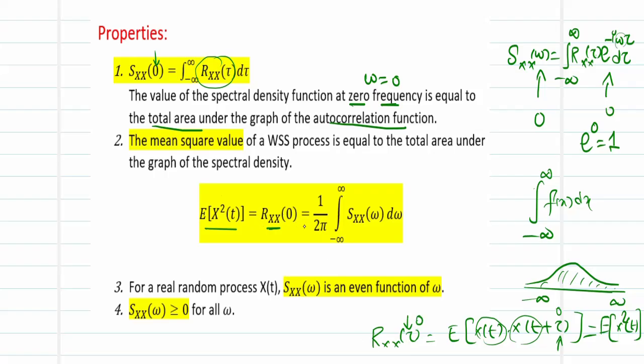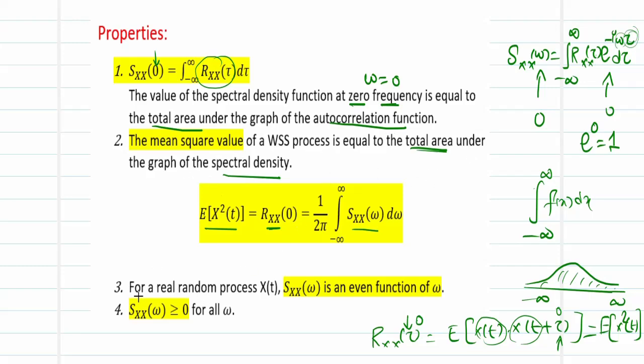What does this Rxx of 0 represent? In a similar way, in your inverse Fourier transform, 1 by 2 pi times the integral, when the exponential part e to the power of positive i omega tau has tau equal to 0, e to the power of 0 becomes 1, and I have Sxx of omega d omega. What does this represent? This represents the total area under the graph of spectral density. So the expected value of x square of t, which is the mean square value, is nothing but the total area under the graph of spectral density.